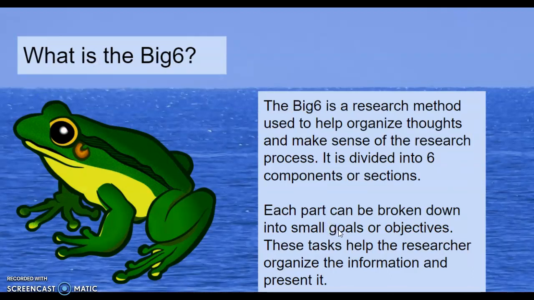So the process we're going to be studying today is the Big 6. The Big 6 is a research method used to organize thoughts and make sense of the research process. We're going to have that divided into 6 components or sections, and then each part can be broken down even further to smaller goals or objectives. These tasks are going to help the researcher, or you, organize the information and present it. So we're going to go task by task slowly through this, but today we're going to mainly focus on that introduction.